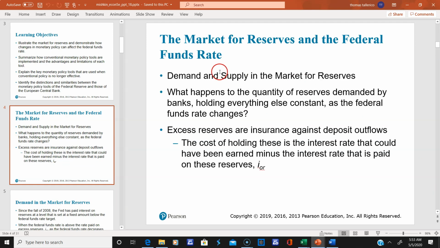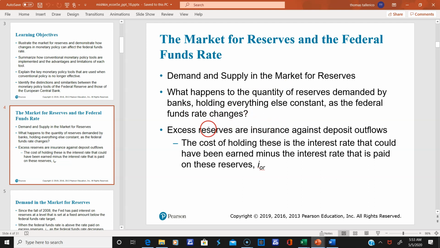All right, so the Fed funds rate, by definition, is the rate where banks will loan money to each other, right? They'll borrow each other's reserves that are in the Federal Reserve System. Banks don't like to borrow directly from the Fed because it kind of raises a flag, like maybe you have a problem. So there's always demand and supply in the market for reserves. So the question is, what happens to the quantity of reserves demanded by banks, holding everything else constant, as the Fed funds rate changes?